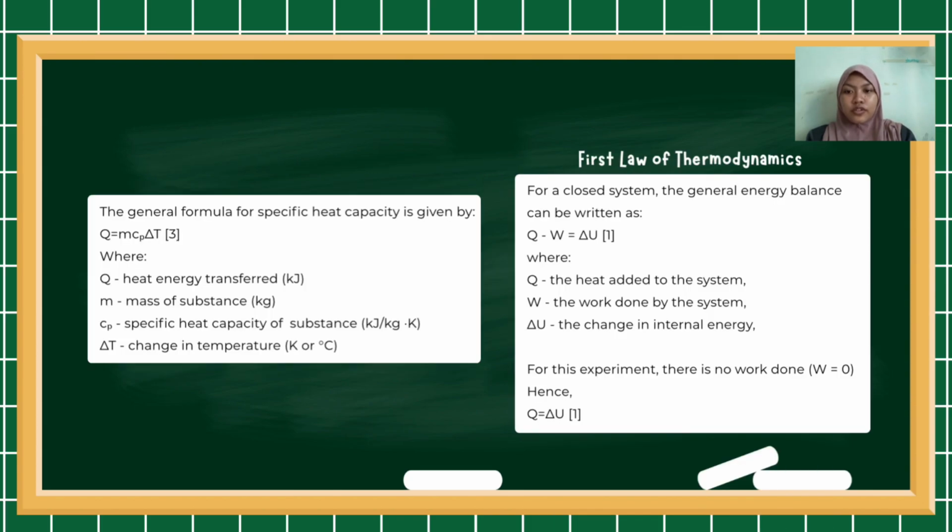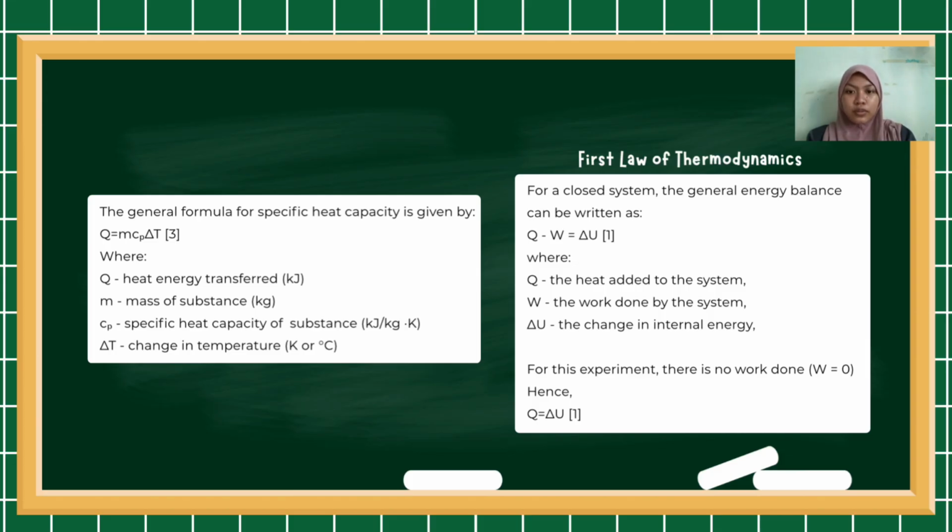The general formula for specific heat capacity is given by Q equal to m Cp delta T, where Q is the heat energy transferred in kilojoules, m is the mass of the substance in kilograms, Cp is the specific heat capacity of the substance in kilojoule per kilogram Kelvin, and delta T is the change in temperature, either in Kelvin or in degrees Celsius.